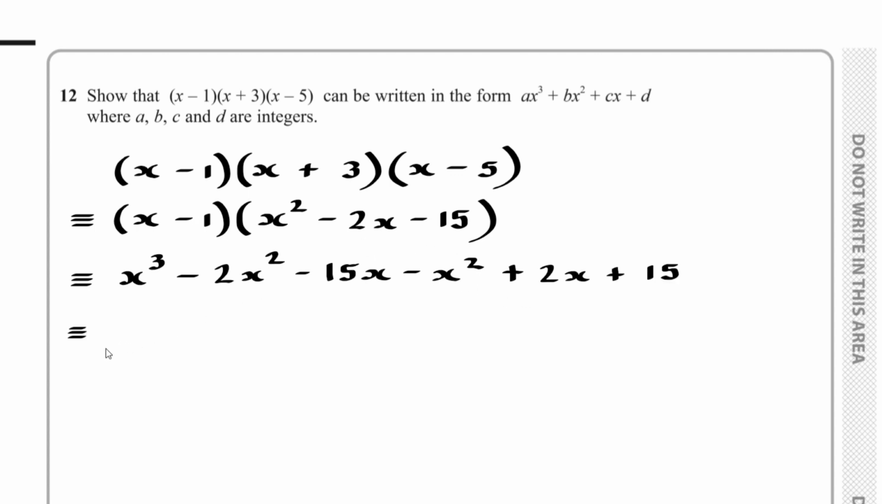So let's simplify this. Well, I've got the x cubed, then I've got negative 2x squared, subtract another x squared, so that's negative 3x squared. Then I've got negative 15x plus 2x, that's negative 13x, and then I've got the 15. So we have expanded and simplified this expression.